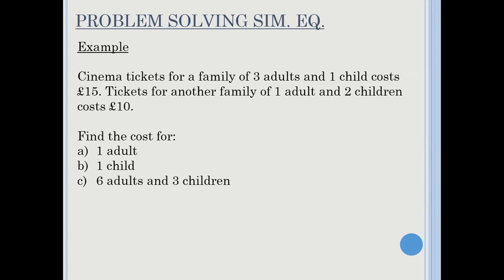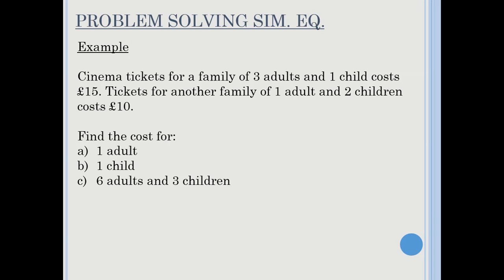So, cinema tickets for a family of 3 adults and 1 child cost £15. Tickets for another family of 1 adult and 2 children cost £10. And what we are looking to find out is the cost of 1 adult, the cost of 1 child, and then ultimately the cost of 6 adults and 3 children.